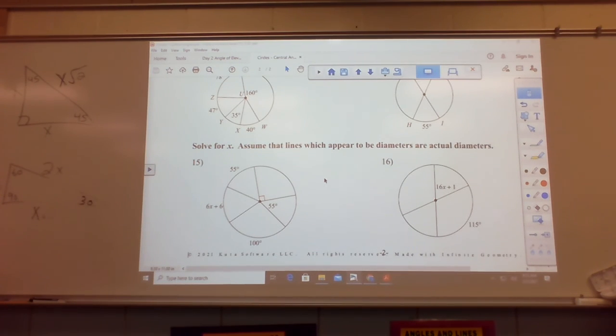So wait, a minor arc can't be more than 180? Correct. What if you had 2 letters that go almost all the way around the border? Would that make a major arc? Well, to show that it goes more than halfway, you're going to put a 3rd letter in there, just to show that it was more than half.